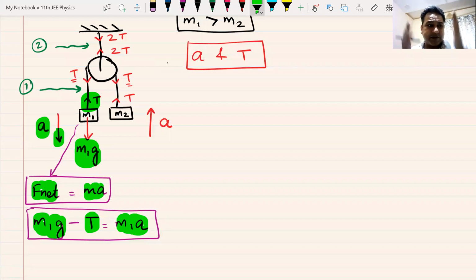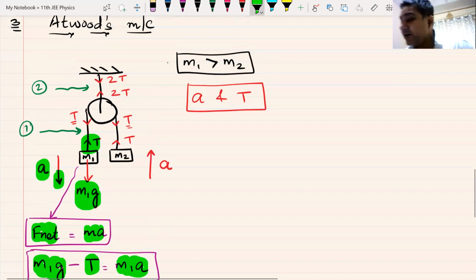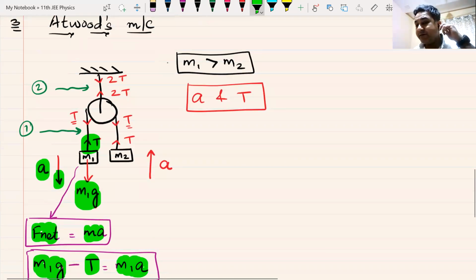What I've done is I've applied F net is equal to MA, nothing else. And I've assumed that this is going down. It's not an assumption, it's a fact because M1 is greater. So it will go downwards. So M1G minus T is equal to MA. That was the equation coming from the mass M1.